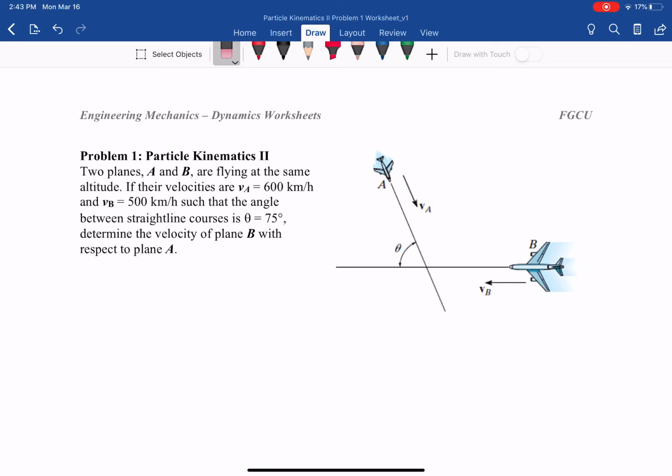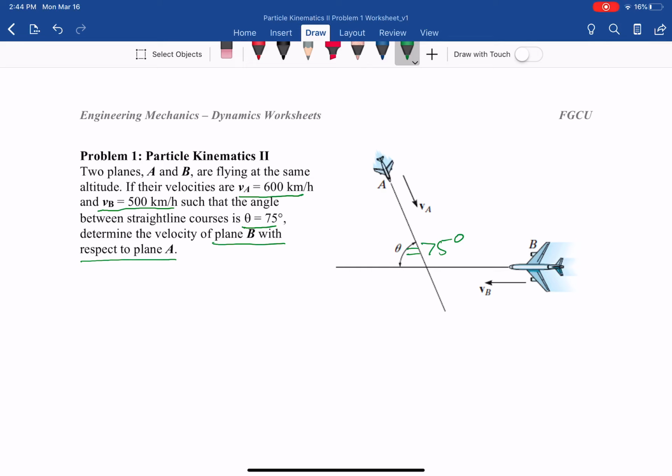So this is problem 1, practical kinematics 2, and there are 2 planes, plane A and plane B. The velocity of plane A is 600 kilometers per hour, and the velocity of plane B is 500 kilometers per hour, and the direction is shown in the figure, and the angle theta is 75 degrees. So let's put it down, 75 degrees. And the question is, determine the velocity of plane B with respect to plane A.